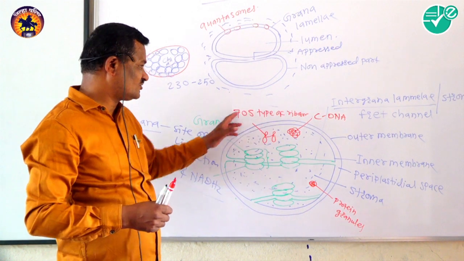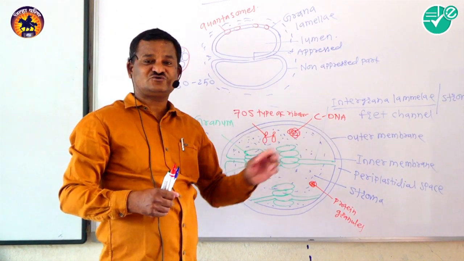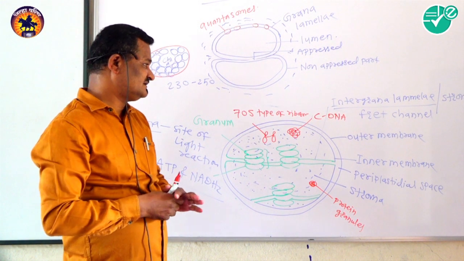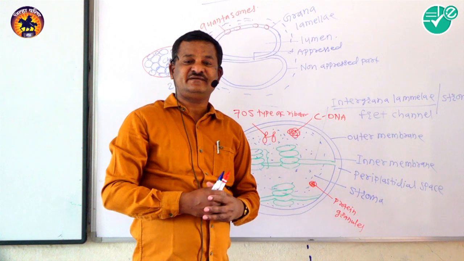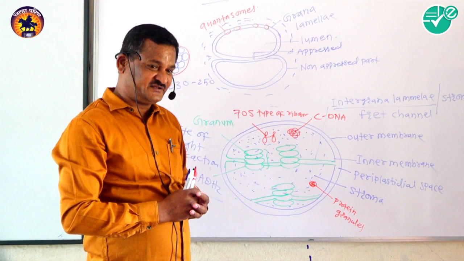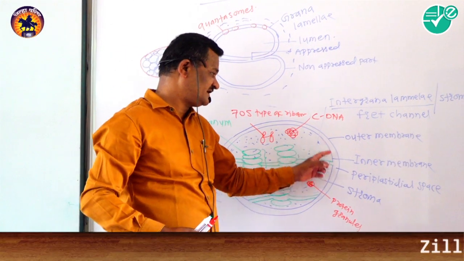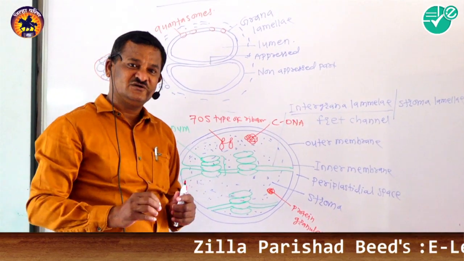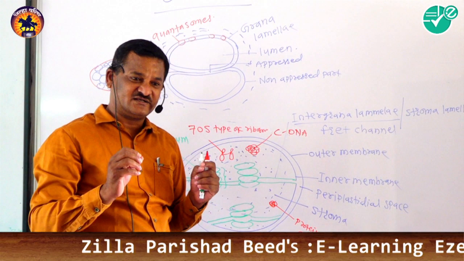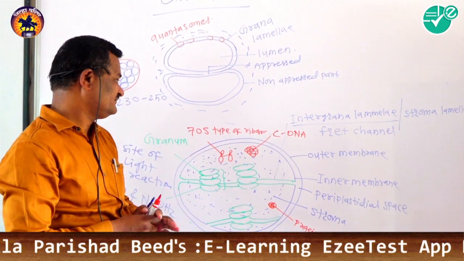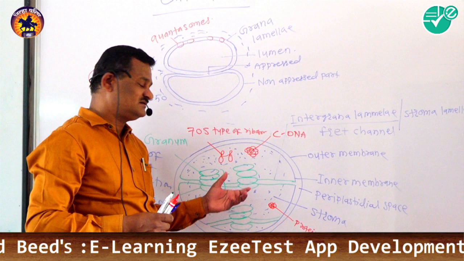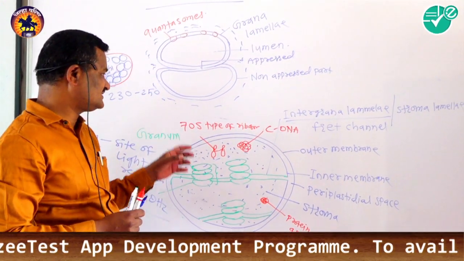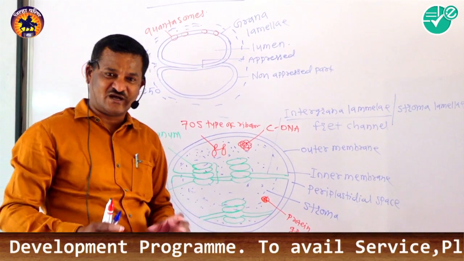The outer membrane of the chloroplast is called peristromium. Peristromium consists of two layers, that is the outer membrane and the inner membrane. In between the two membranes there is a space called the periplastidial space. The periplastidial space is filled with a watery fluid called periplastidial fluid. Inner to the inner membrane, colorless homogeneous substance is present. That colorless and homogeneous substance is called stroma.